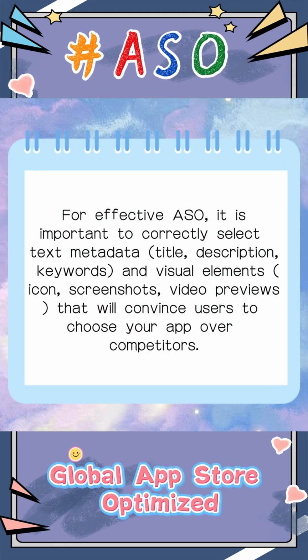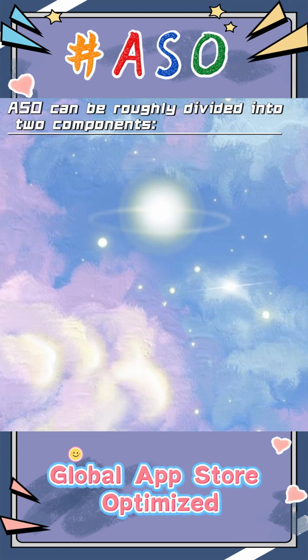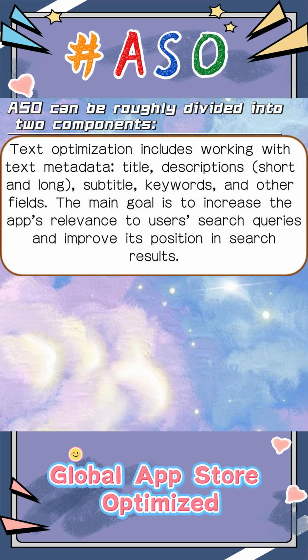For effective ASO, it is important to correctly select text metadata (title, description, keywords) and visual elements (icon, screenshots, video previews) that will convince users to choose your app over competitors. ASO can be roughly divided into two components. Text optimization includes working with text metadata, title, descriptions (short and long), subtitle, keywords, and other fields. The main goal is to increase the app's relevance to users' search queries and improve its position in search results.